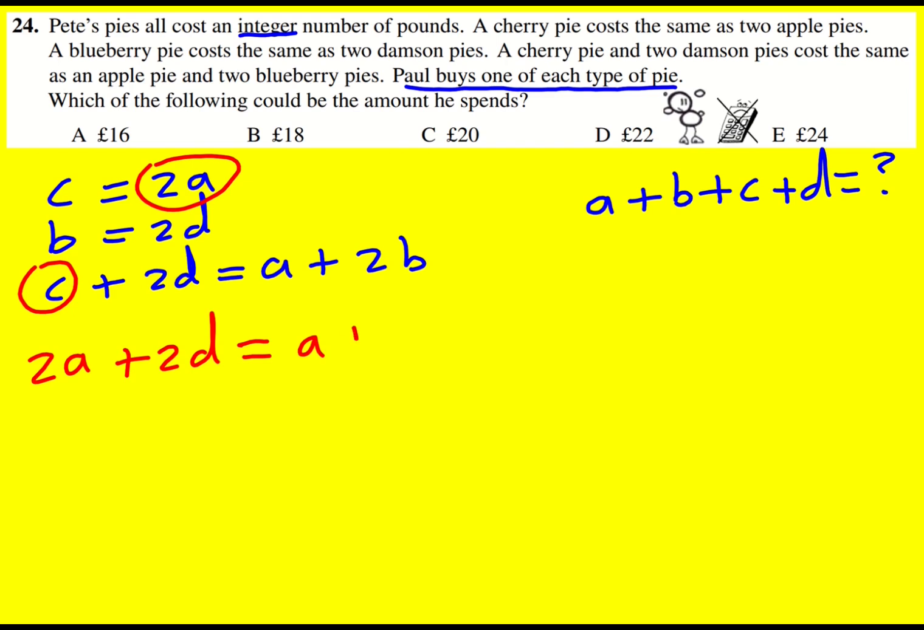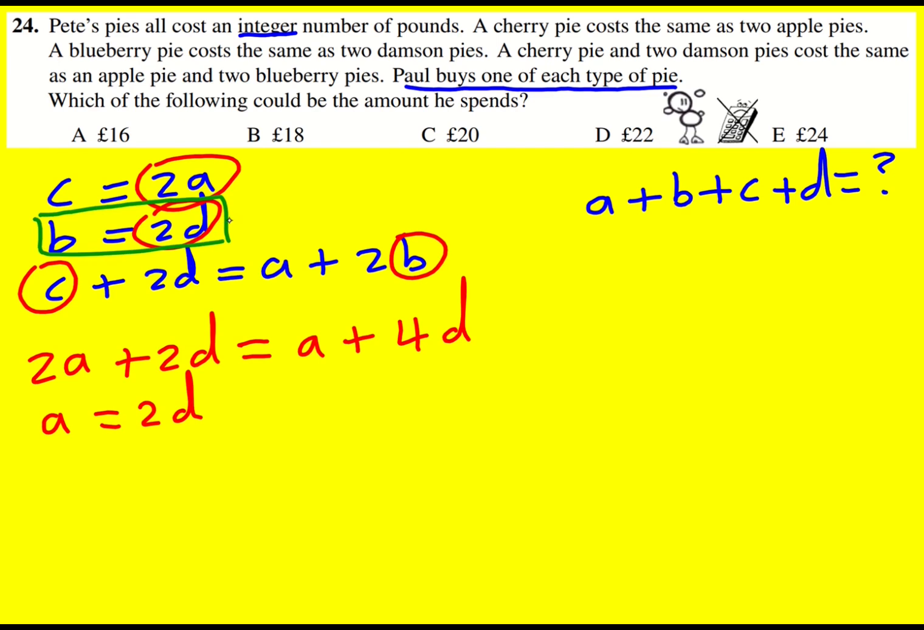2D equals A, and then I'm going to eliminate B. And I can do that by replacing it by 2D. So I'm going to get 4D. And if I minus A from both sides, minus 2D from both sides, I get A is equal to 2D. And the good thing about this is that now I have the cost of a blueberry pie in terms of a damson pie and the cost of an apple pie in terms of a damson pie.